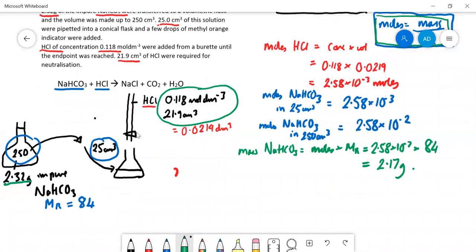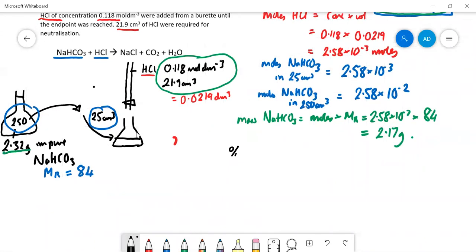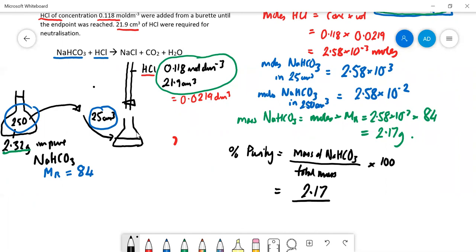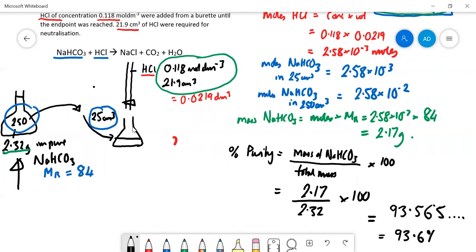Now, the final thing is to work out the percentage purity. So percentage purity is equal to the mass of the sodium hydrogen carbonate divided by the total mass, multiplied by 100. So that's going to be equal to 2.17 divided by the total mass, which was 2.32, times 100. If we do it on the calculator, that's 93.565. We should give it to three significant figures because all the data is given to three significant figures. So we're going to say 93.6% pure.